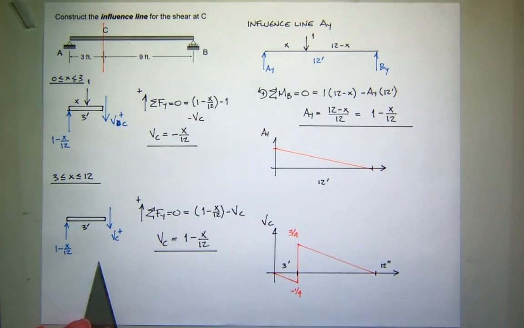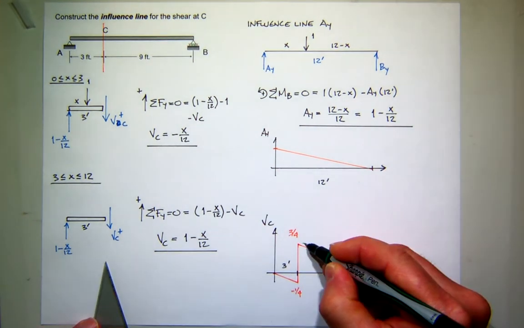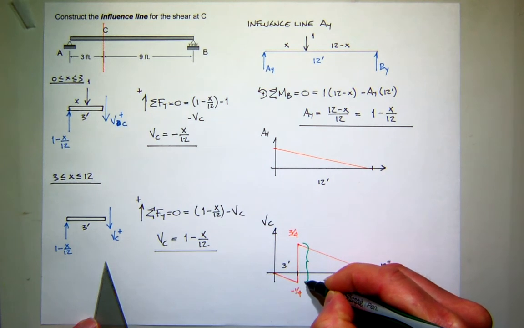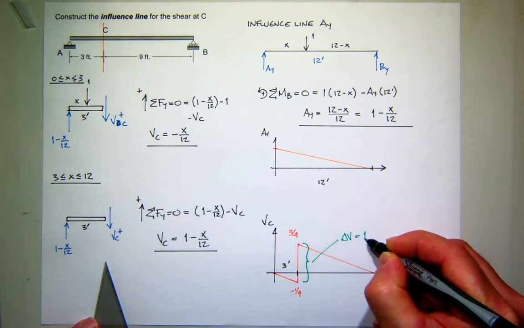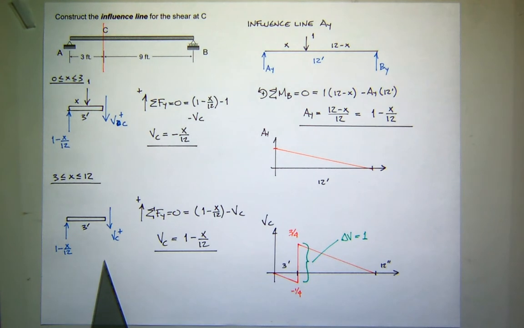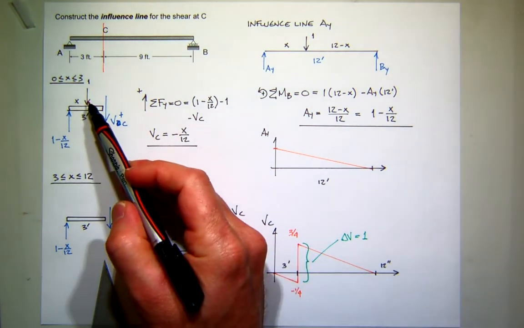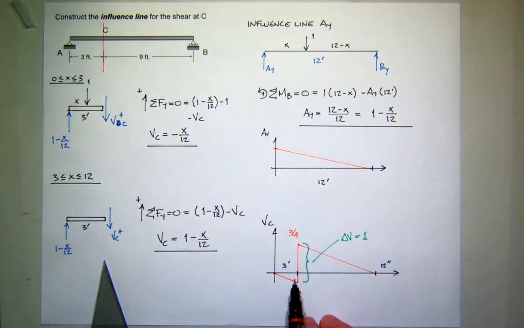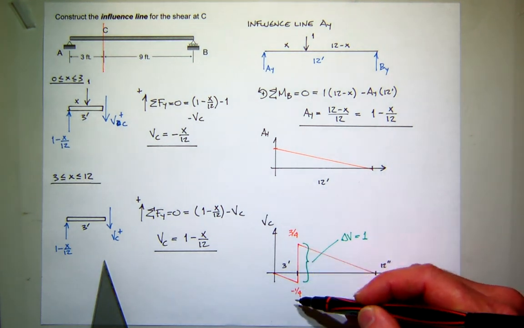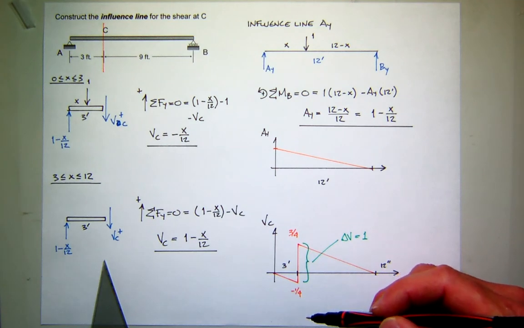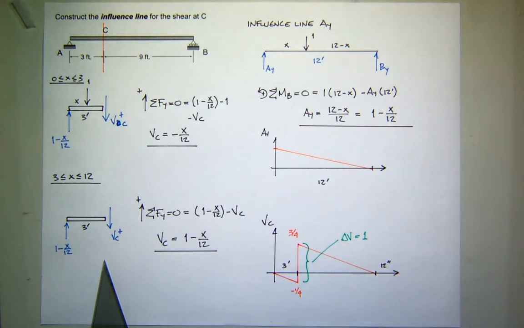Also, I want you to pay attention to something too. What is this difference right here? 1. Right. Is that coincidence? Yes. No. The load is 1. So as I start and I pass from the left side to the right side, I get this instantaneous change in the shear, and it's exactly equal to my load, 1.